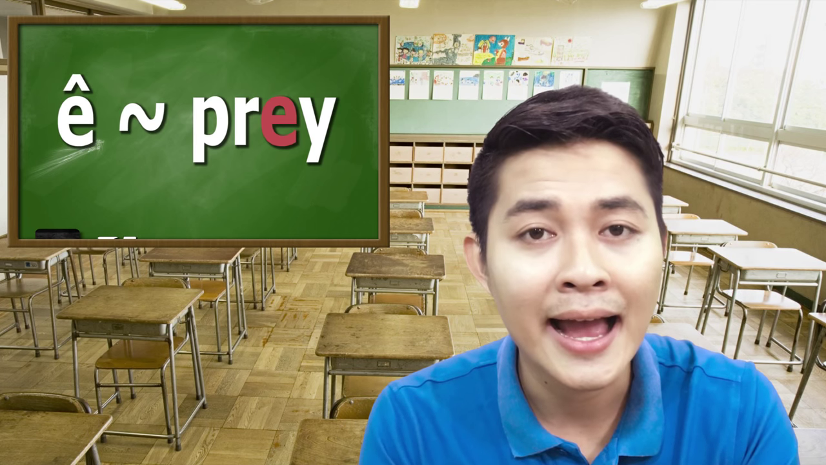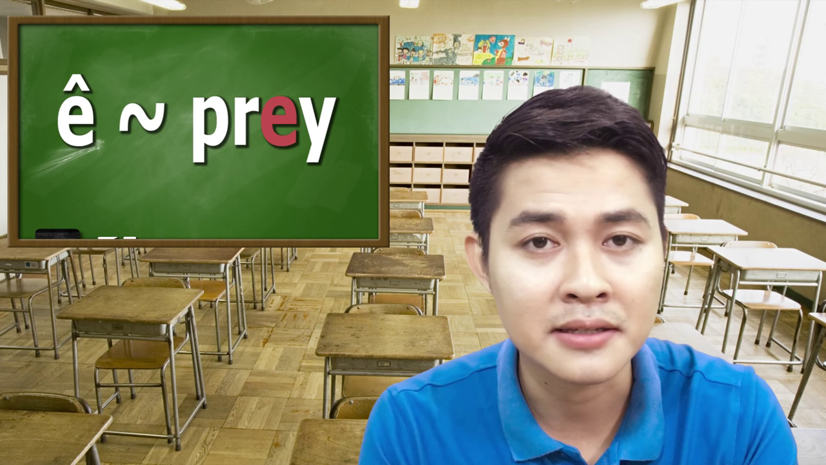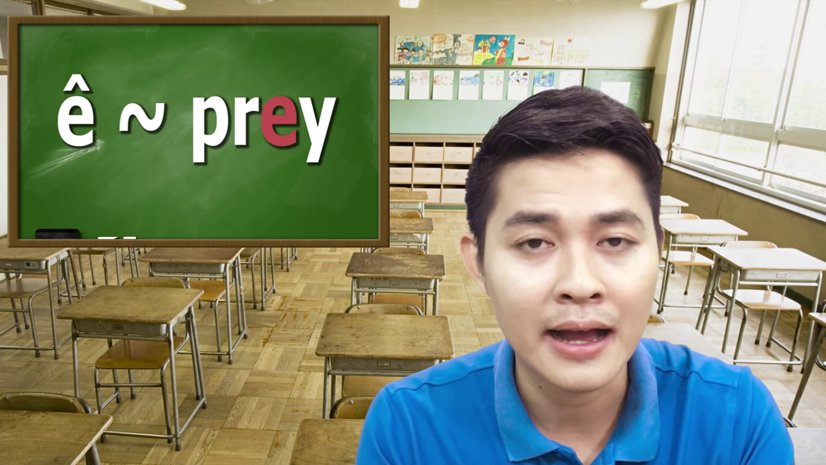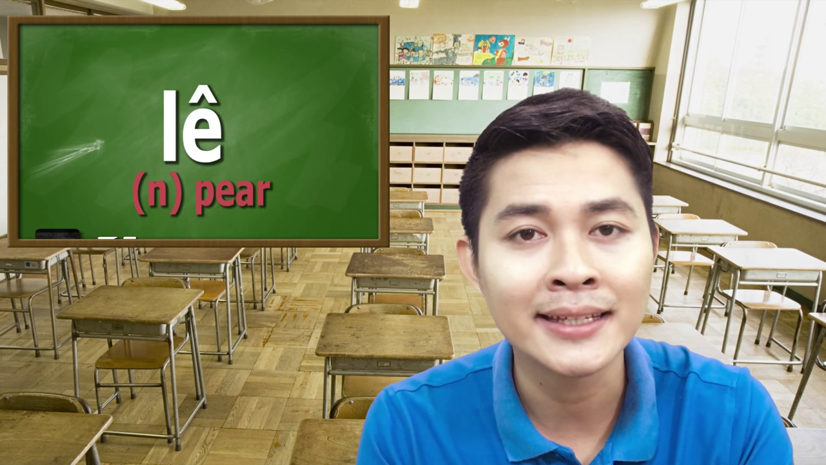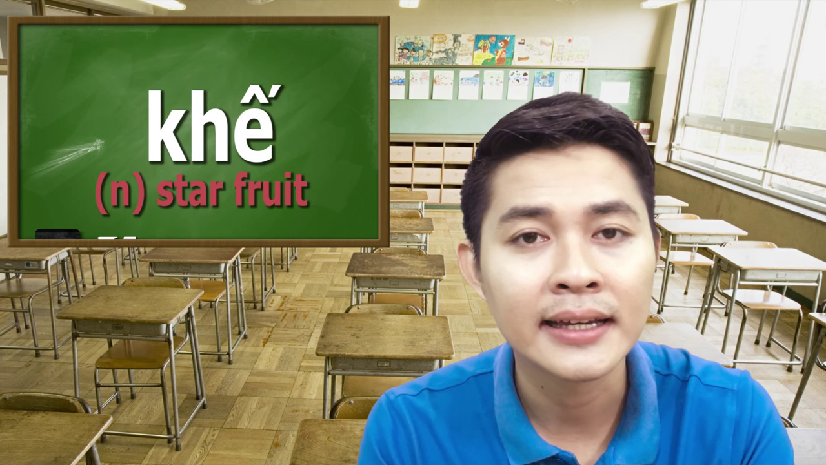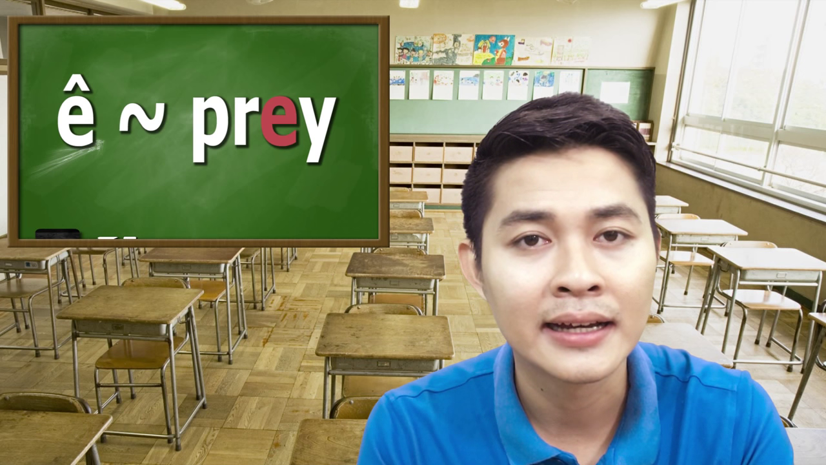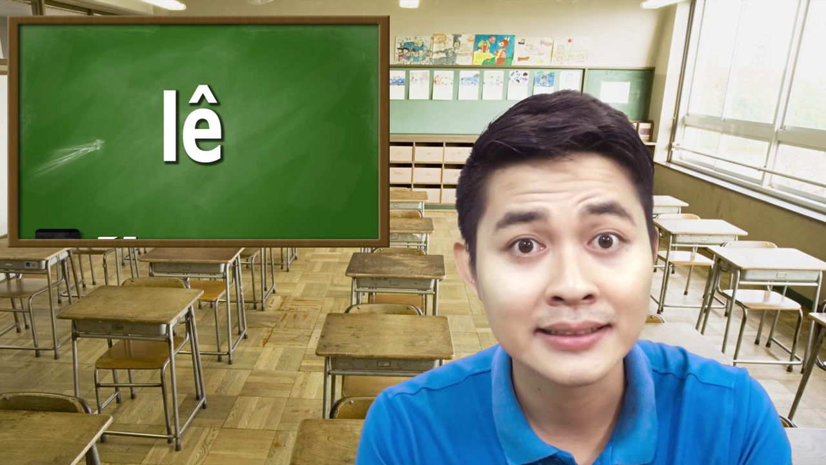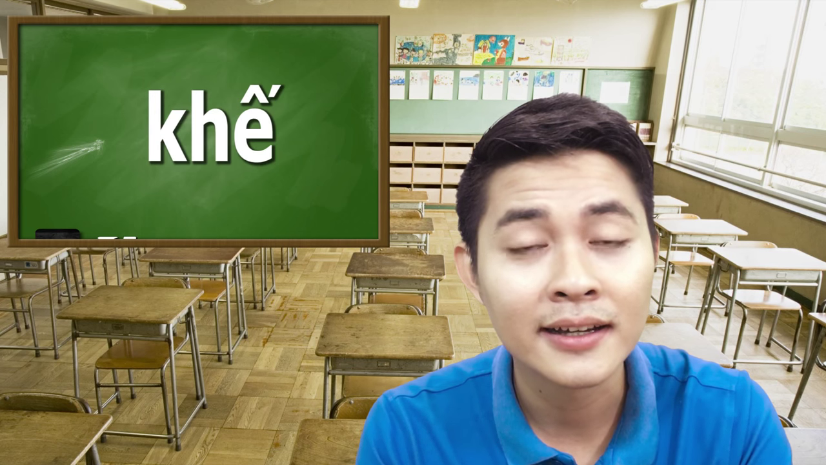The next vowel is Ê. It is similar to the A in bray in English. It's a little bit different. Ê, for example, lê, khê. Now repeat. Ê, lê, khê. Good.